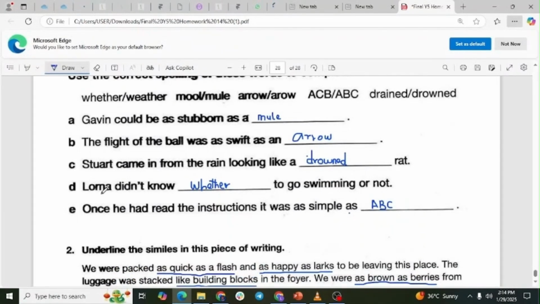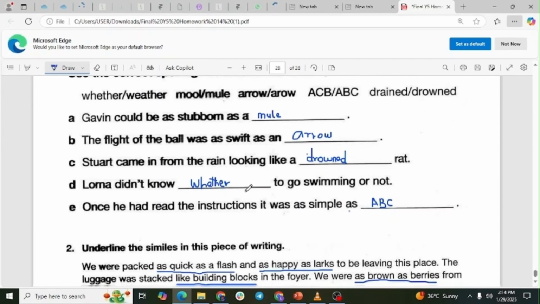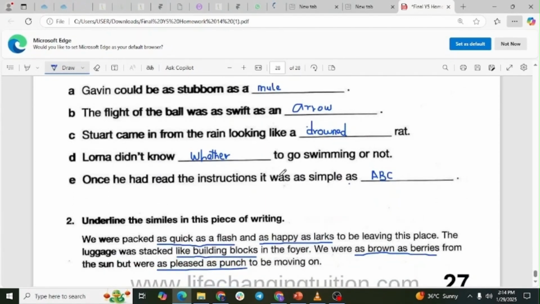Sentence D. Lorna didn't know whether to go swimming or not. The word whether is used to indicate uncertainty between choices. Sentence E. Once he had read the instructions, it was as simple as ABC. The phrase as simple as ABC means something is very easy to understand.